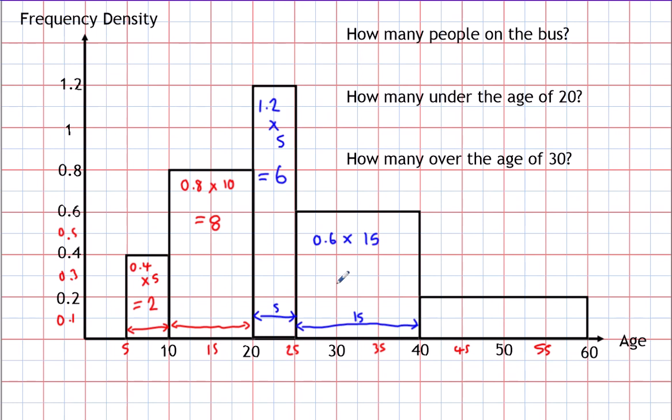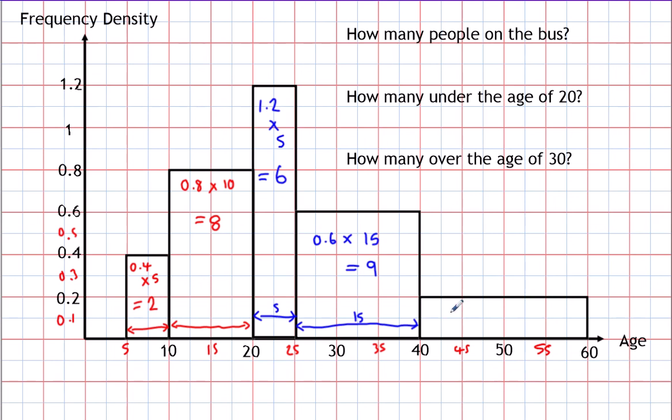0.6 times 15, so 6 times 15 is 90, so 0.6 times 15 is 9. So that's actually the bar with the most people in, but also it's the second widest bar, so it doesn't need to be very tall because it's already so wide, so not very densely packed.